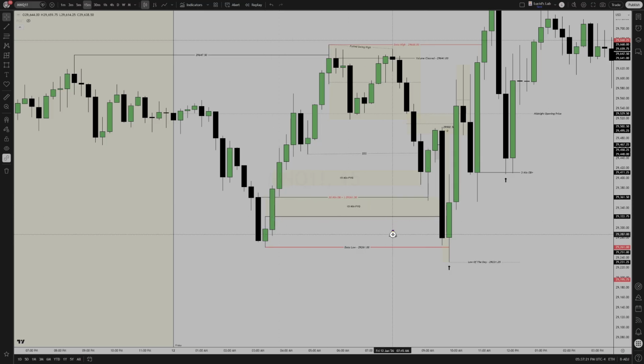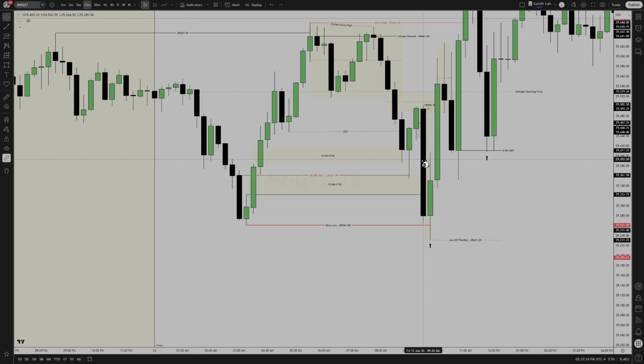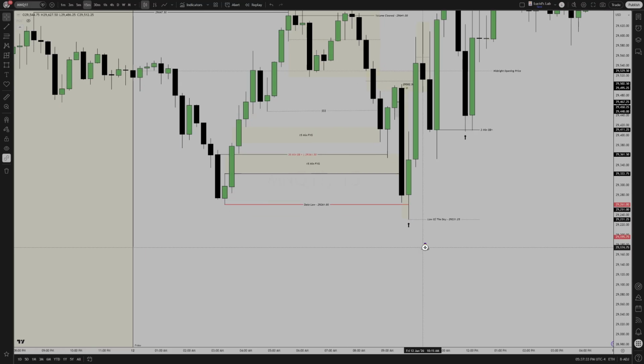And we come and we trade down into this 15-minute imbalance, pretty much just reclaiming everything on this down move here at 9:30 into trading into the data low that was established at 29.61 flat. And we make the low on the day at 29,231.25.